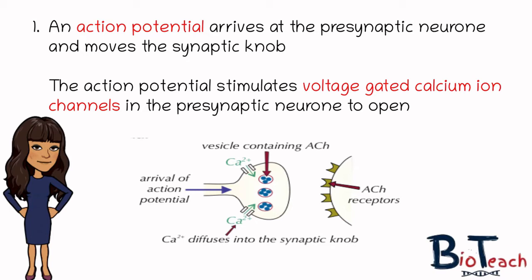Now, step number one is when the action potential basically arrives at the presynaptic neuron and moves into the synaptic knob. And this action potential arrival basically stimulates voltage-gated calcium ion channels to open. And we're talking about these ion channels over here. When these open, calcium ions will diffuse into the synaptic knob. Please remember that voltage-gated means that gates will only open once the potential difference reaches a certain voltage.